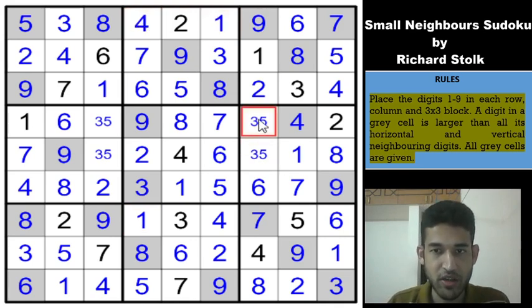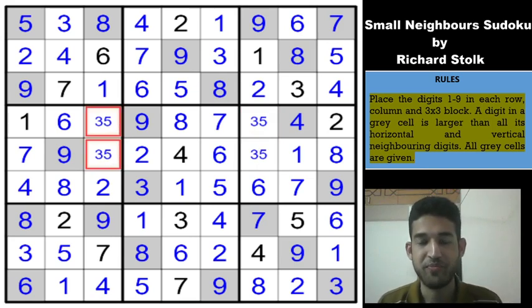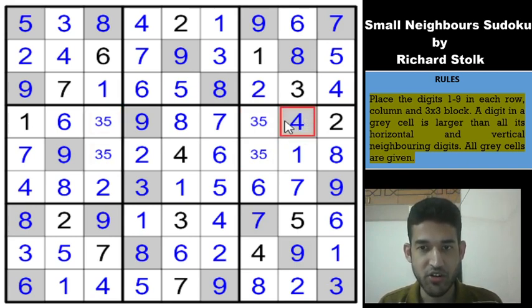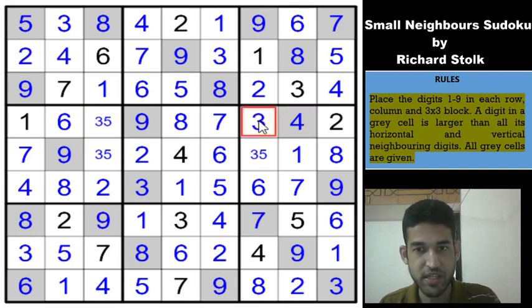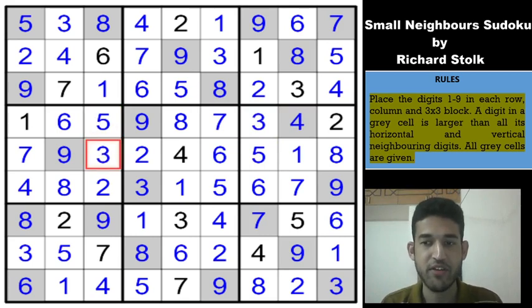So we are yet to resolve these two cells. In a normal Sudoku, this would have become a forbidden triangle or a unique triangle, but here this is a variant, right? So if you look at this 4, it has to be greater than this cell because it's in a gray cell, so which means this is 3, this is 5, this is 5, and this is 3, and with that we have completed this very interesting and fun to solve Sudoku Small Neighbours.